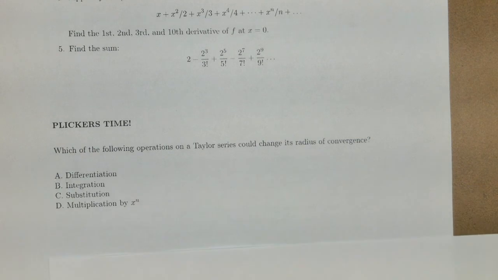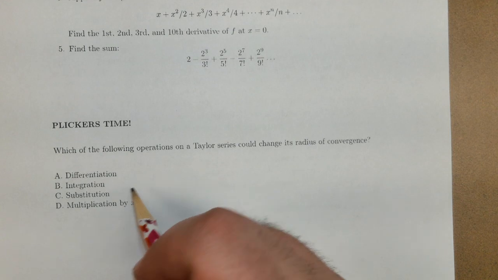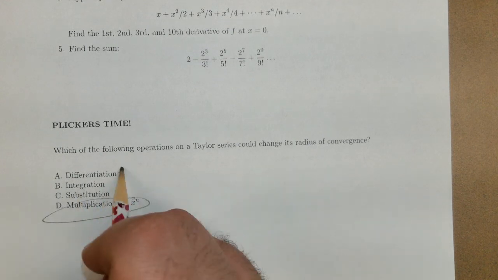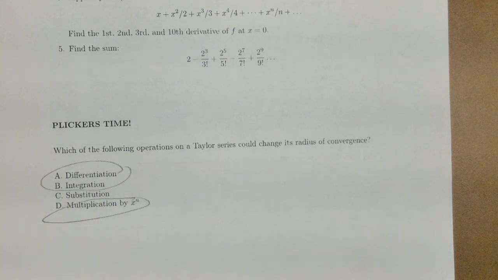Okay, we're going to end with the clicker question here. It says, which of the following operations on a Taylor series could change its radius of convergence? You may not know this right away, but what you've hopefully seen is that when we multiply by x to the n, or differentiate or integrate, anytime you do those, the radius of convergence does not change. The interval might; the endpoints could change. We saw that in 9.5 when we did logarithm, and we got ln of 2 for the alternating harmonic series.